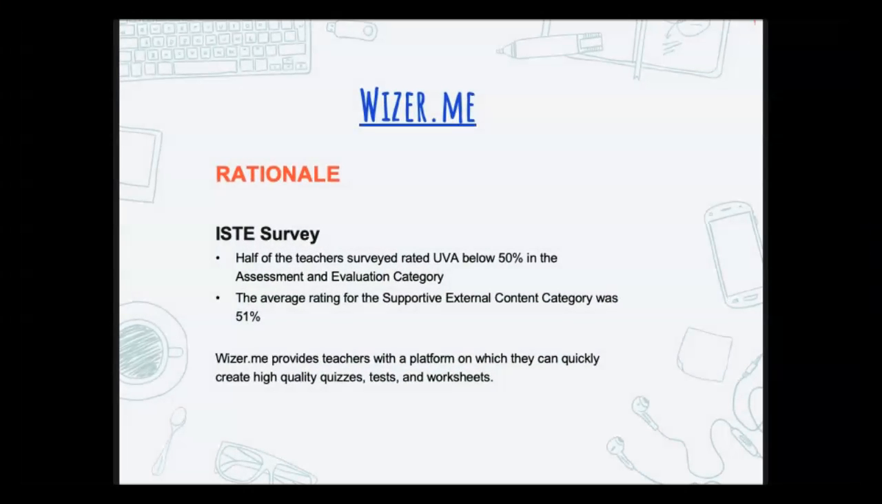I chose Wiser.me based on the ISTE Needs Assessment Survey, in which half of the teachers surveyed rated UVA below 50% in the assessment and evaluation category, and the average rating for the supportive external content category was 51%. Wiser.me provides teachers with a platform on which they can quickly create high-quality quizzes, tests, and worksheets.